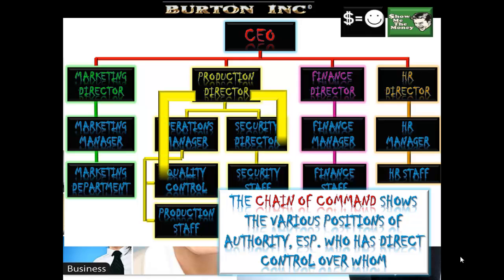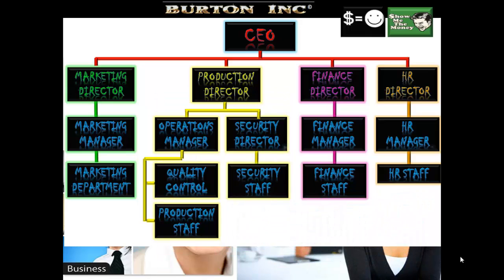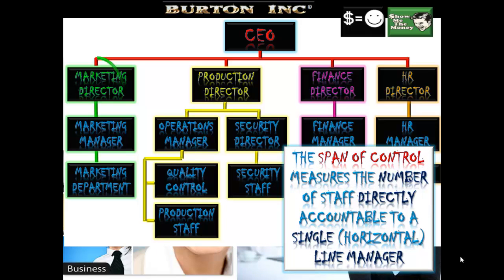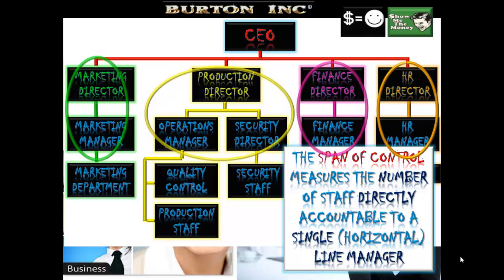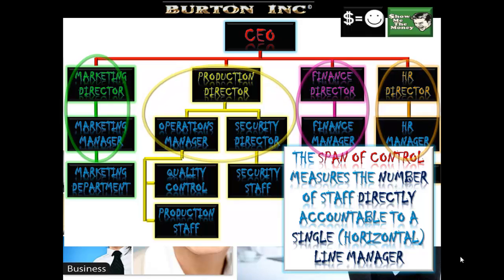Chain of command. Span of control measures the number of staff directly accountable to a single line manager. Now we take a line, up or down, a single line manager. Marketing director, marketing manager. Production director, his or her span of control is 2.